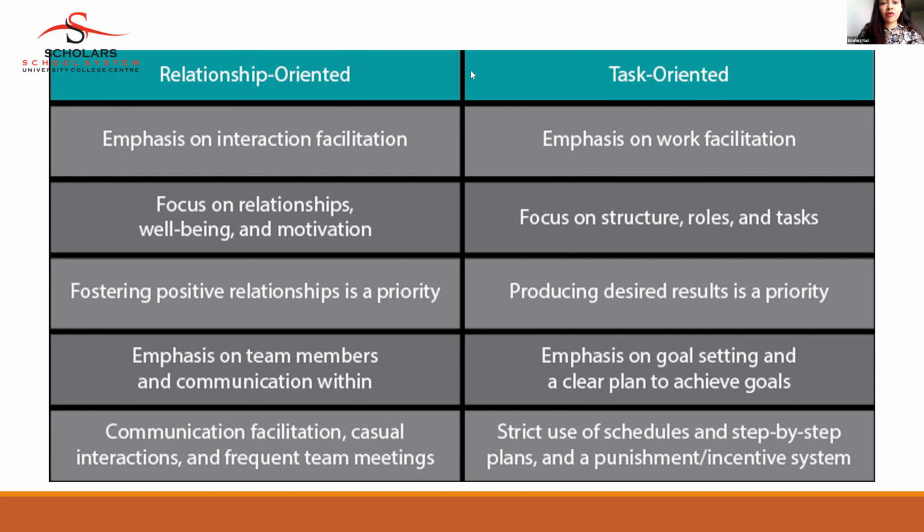So relationship leaders foster positive relationships as a priority, and task leaders produce desired results. Results matter to them. Relationship leaders emphasize team members and communication, while task-oriented leaders emphasize goal setting, getting the tasks done, getting the production done, more into how quickly they can make money. And relationship leaders communicate, they think about casual interactions, they hold frequent team meetings, but task-oriented leaders are very strict with schedules. They are prioritizing more on how to get work done quickly.